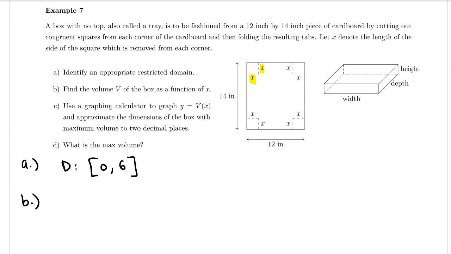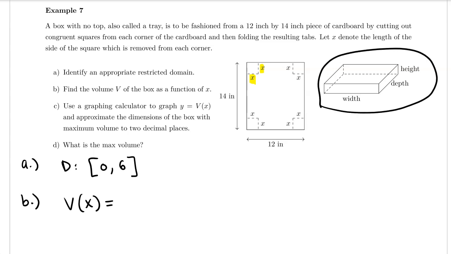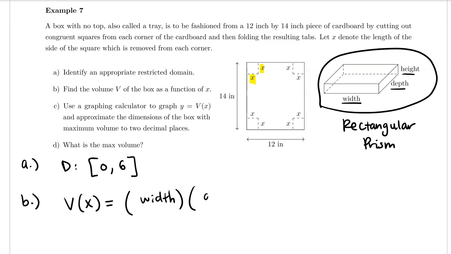Part B says find the volume of the box as a function of x. So I want to create a function. I'm going to call it V of x, and it's going to tell us the volume of this tray that we create right here. Now, if you don't know, this three-dimensional shape is called a rectangular prism. And the volume of a rectangular prism is you multiply these 3 dimensions together, the width, the depth, and the height. So I'm just going to go ahead and write those words out. The volume of this tray is going to be the width times the depth times the height. And I want expressions for each of those things.